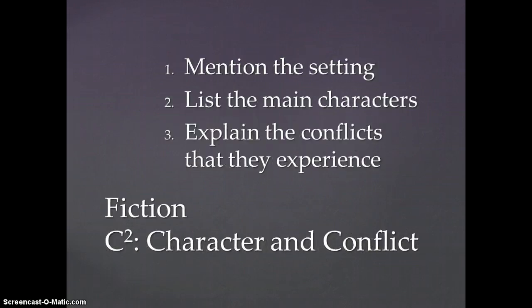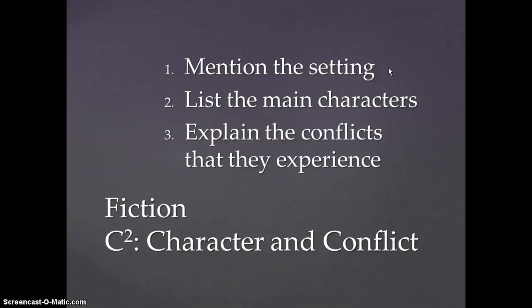So let's go ahead and look at that fictional use. What the C-squared stands for, you can see at the bottom here, is character and conflict. So when you put together a fictional summary, make sure that you mention who the main characters are, or maybe just one character, and then what the main conflict or conflicts are. Also, on step 1 it says to mention the setting, so make sure you explain in your summary where this is actually happening: the time, setting, place, any relevant information to understanding it. Then you'll want to name all the main characters and explain the conflicts that they experience.